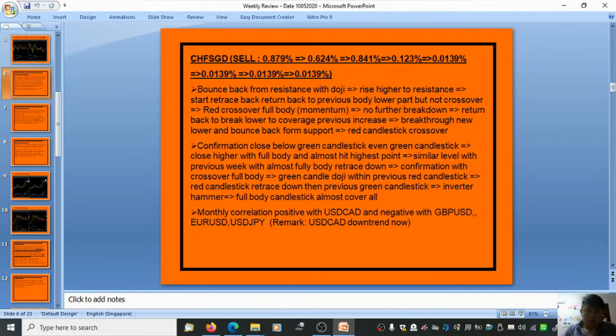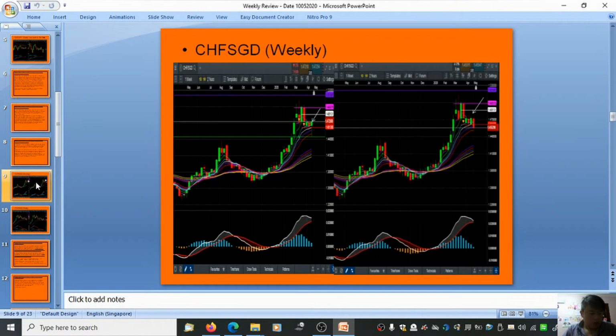Alright, second counter, CHF SGD. This week the interest is still the same, an earned interest of 0.0139. You can see there's a red candlestick here, so it's considered a crossover candlestick. This is almost a full body for the candlestick.